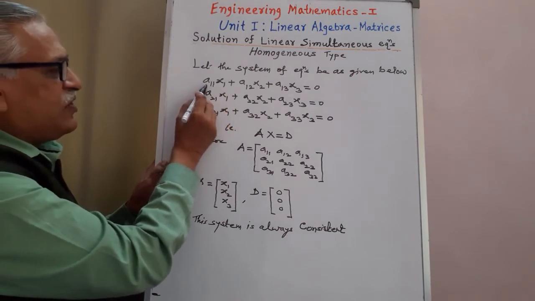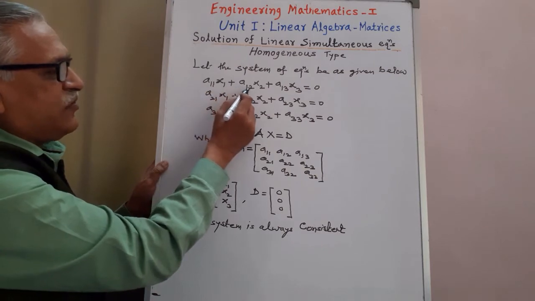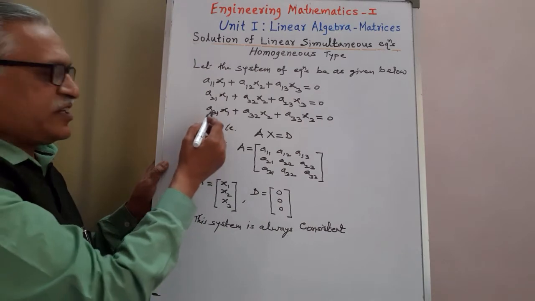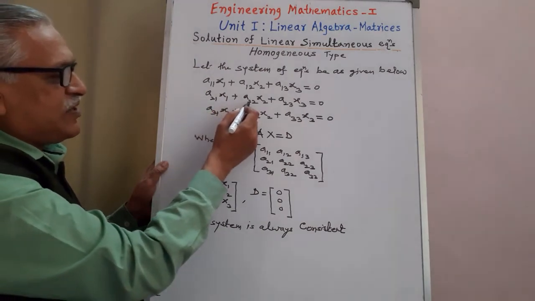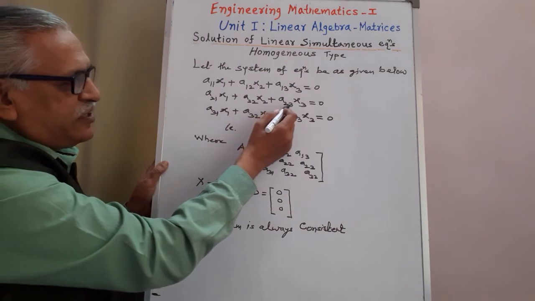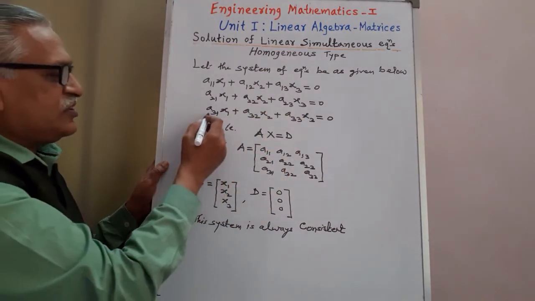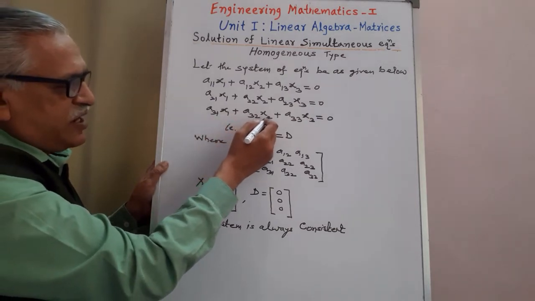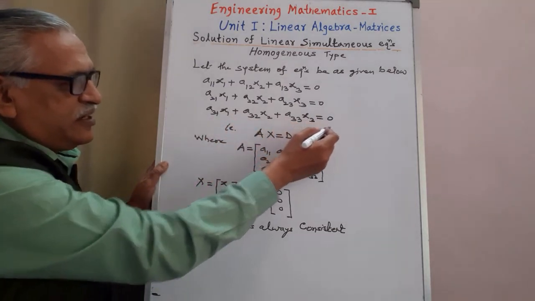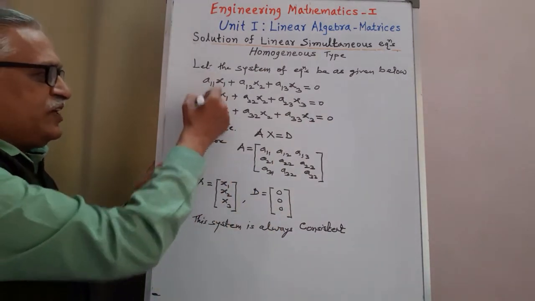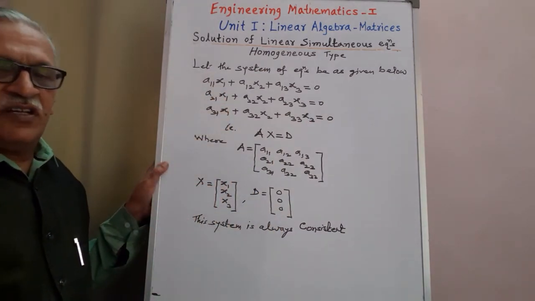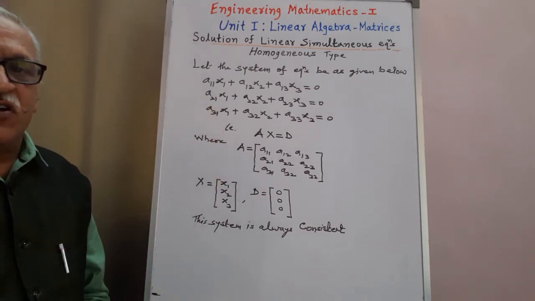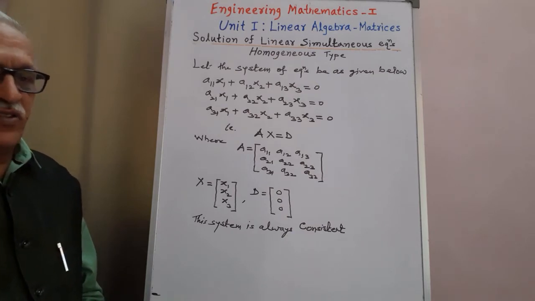First equation, a11 x1 plus a12 x2 plus a13 x3 is equal to 0. Second equation, a21 x1 plus a22 x2 plus a23 x3 is equal to 0. Third equation, a31 x1 plus a32 x2 plus a33 x3 is equal to 0. We have three equations in three unknowns. This system of equations we can extend to m equations in n unknowns.